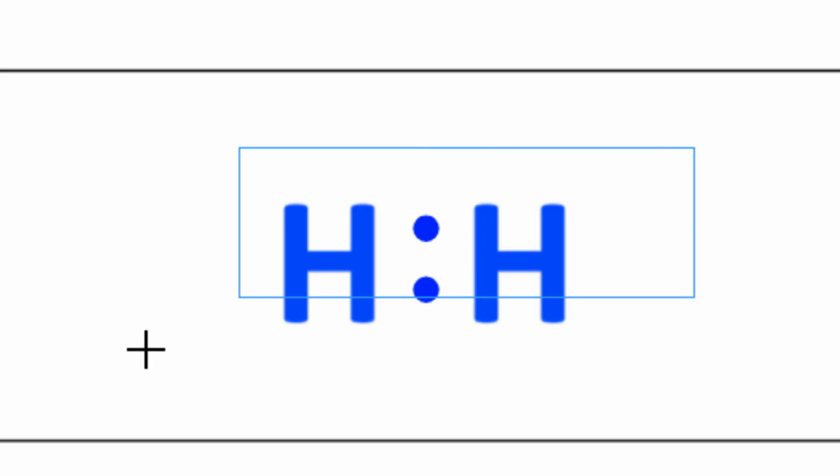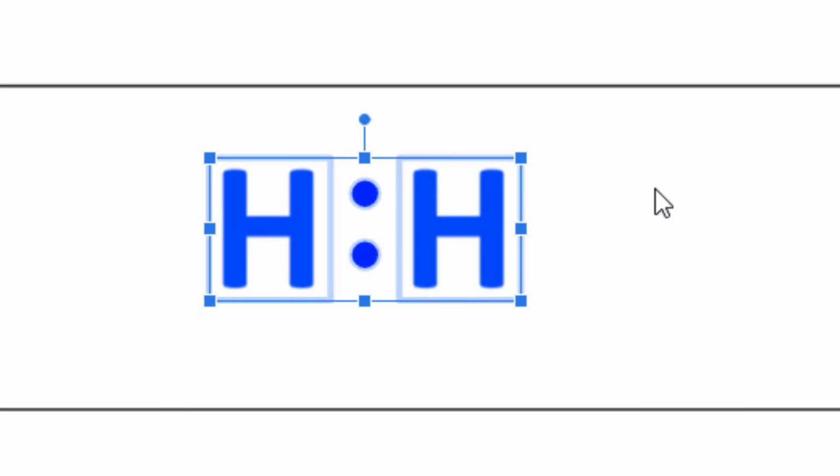Now, I can represent those bonded electrons with just a line. And I'm going to actually copy and paste this entire thing. I'm going to unselect the H's and delete the dots, and then I'm going to drag a bond down so it's between them. And that's the line structure. I can just show the line structure like that.